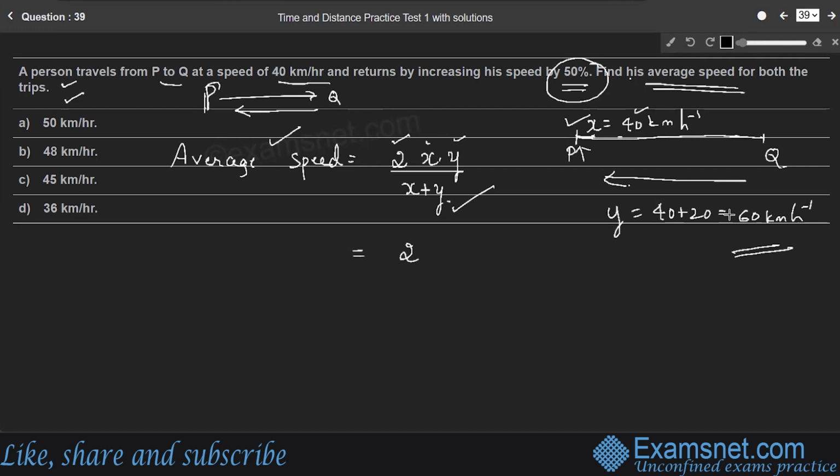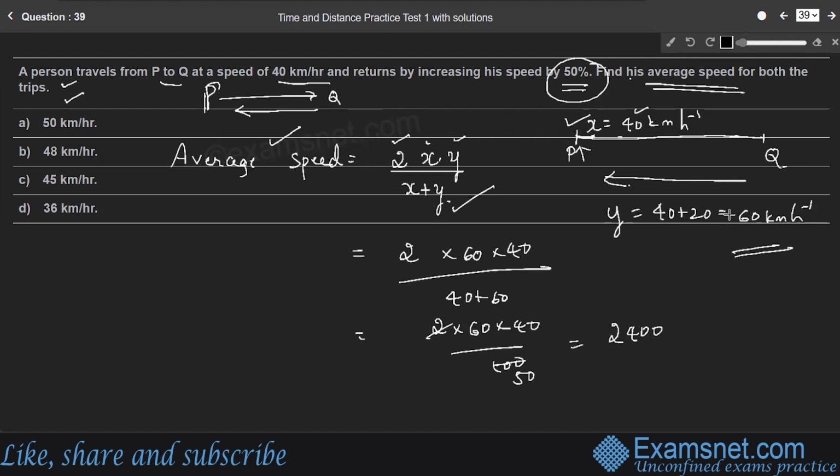Here X is 40, Y is 60 km per hour. Substitute the values: 2 times 40 into 60 by 40 plus 60. Therefore, 2 times 60 into 40 by 100. So we have 2400 by 50. So we have 5 into 4 and 5 into 8. So his average speed will be 48 kilometer per hour. Hence option B is the right answer.